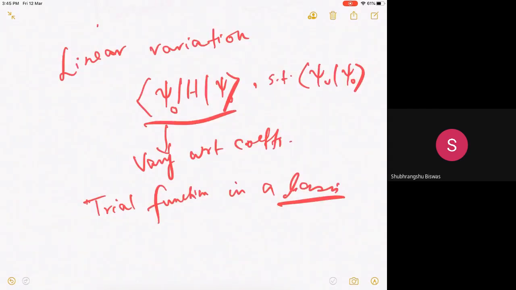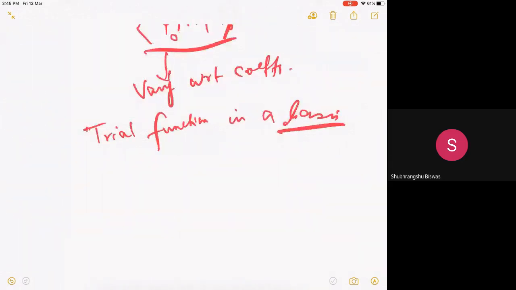So I'm writing the trial function in this basis of MCN determinants. But the problem is very general. Any trial function in a basis, I should be able to do linear variation. So let me just quickly show you how to do it.